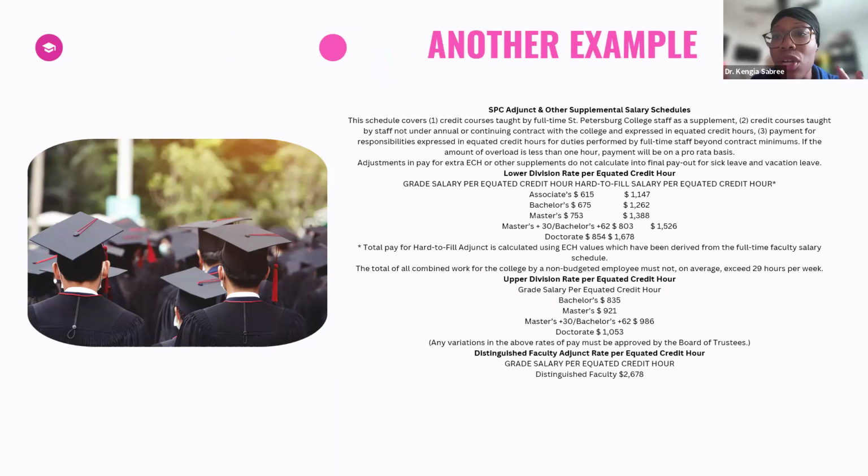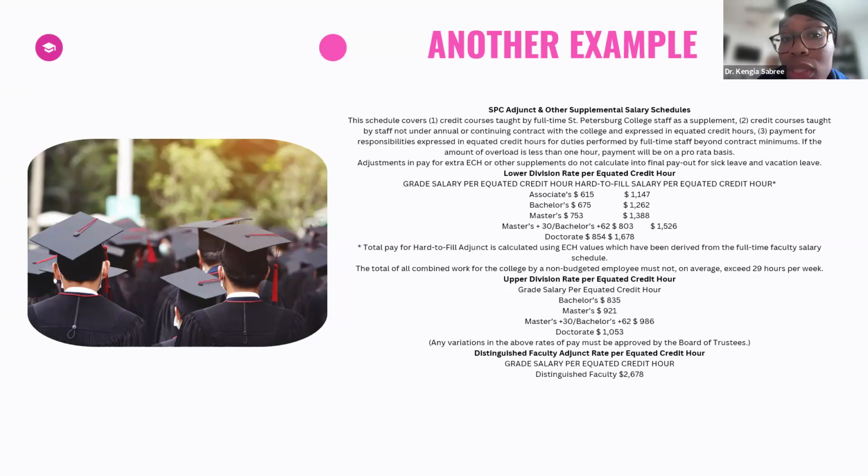So Dr. Copeman kind of mentioned most of these things already, but this allows you to see how it's laid out by degree. Okay. So this particular example, if you look at lower division, it's broken down by lower division rates per credit hour, right? And then you have the upper division rates per credit hour.